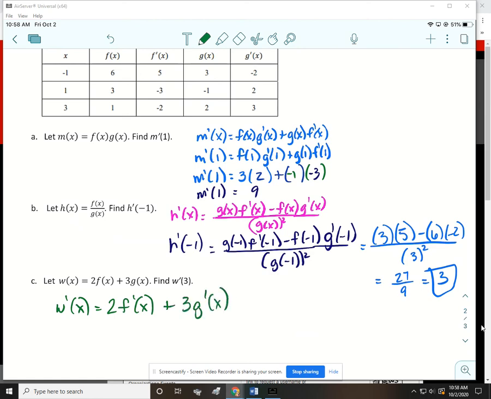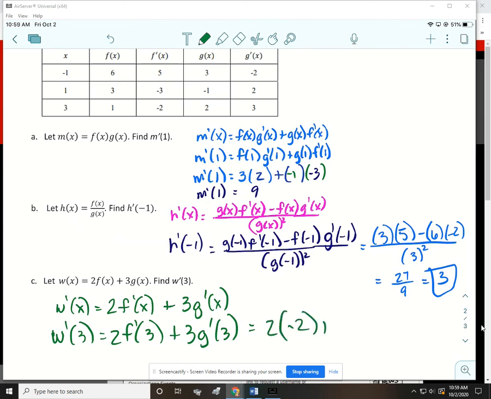All right, we would go back, put 3 in. All right, f prime of 3 is negative 2. G prime of 3 is 3. So that's going to be negative 4 plus 9, which is 5. All right.